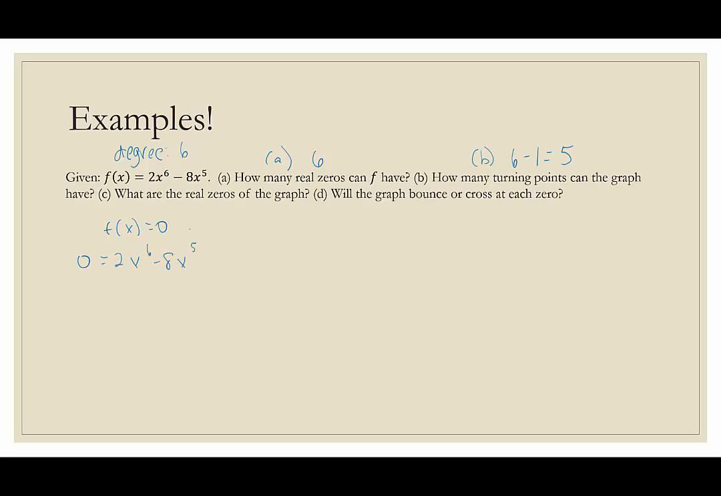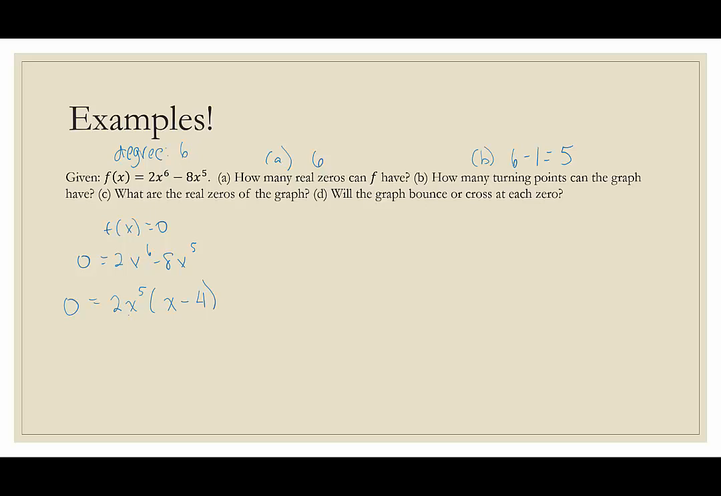The first thing we want to do is decide whether the right-hand side has any greatest common factor. Are there any common factors? Yes, there is. So we're going to factor out the greatest common factor. 2 and 8 are both divisible by 2. x to the 6th and x to the 5th are both divisible by x to the 5th. And that would leave behind x minus 4. This should be a 0, not a 6.